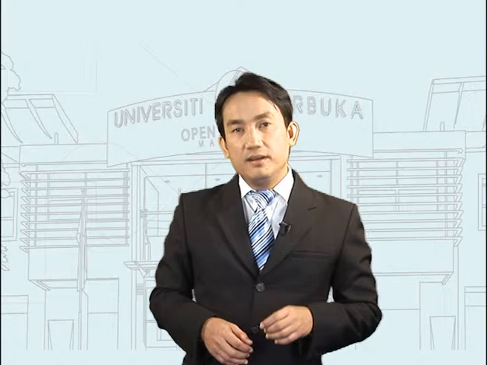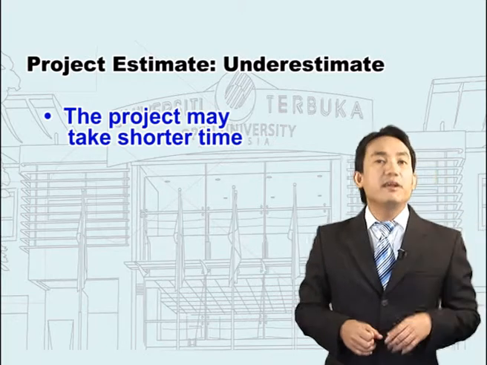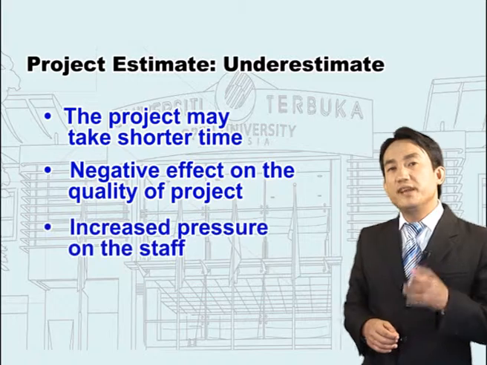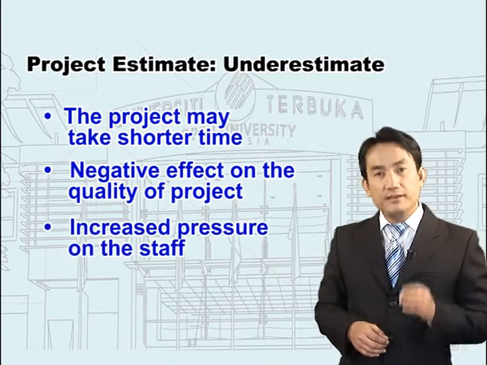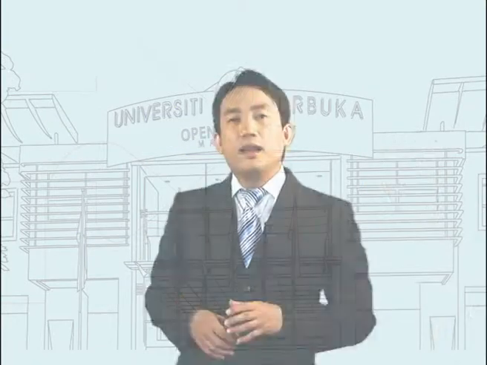Compared to overestimate, underestimate works in an opposite way. It may cause the project to take shorter time than it should that result in low quality. Besides, it also provides unnecessary pressure to the project resources. Can you see the differences between overestimate and underestimate? How can you do estimates? What's the basis for you to do it?